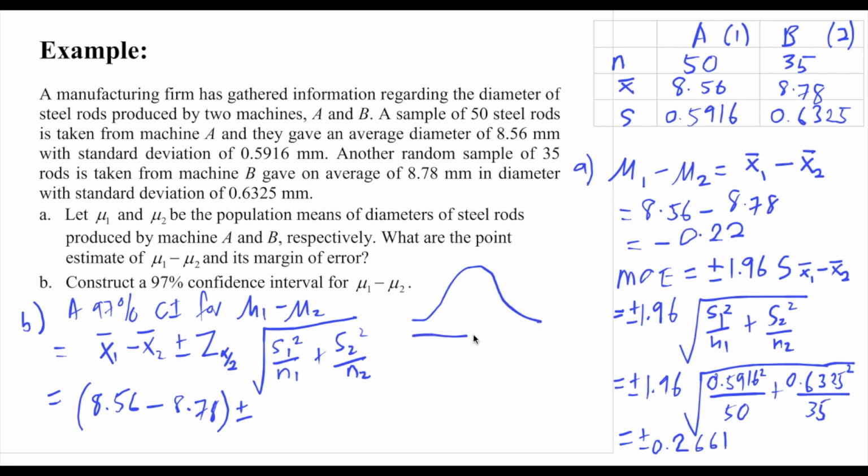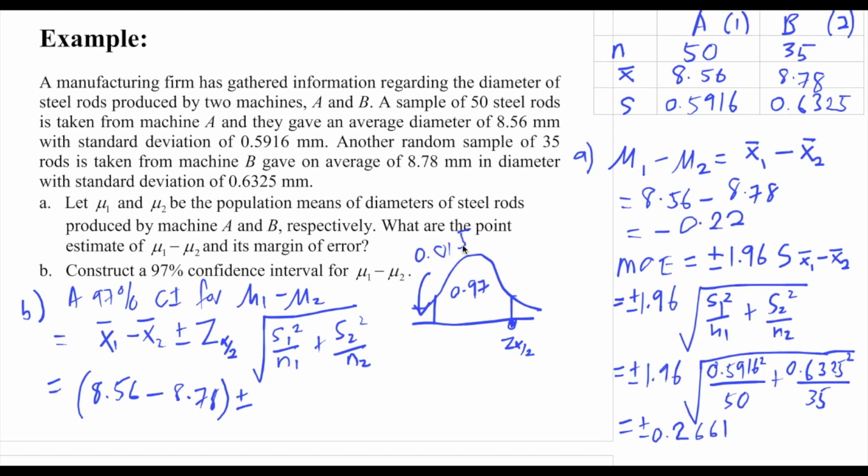Let's check the value of Z. So 97% will be the area in the middle here. And this is Z alpha over 2. How much is this? 1 minus 0.97 divided by 2, which is 0.015. Let's check the negative value of the Z alpha over 2 in our normal distribution table. Probability is 0.015. It's the one here.